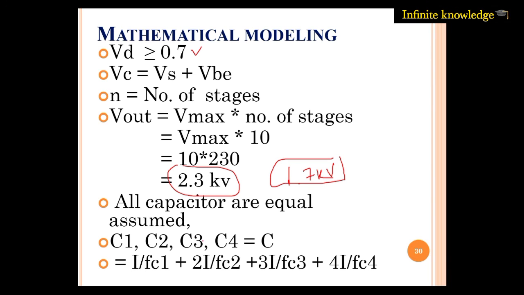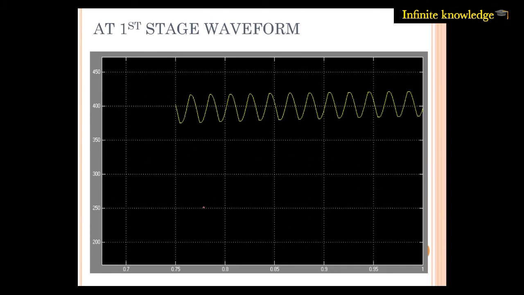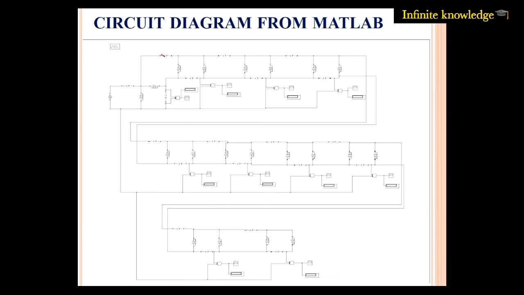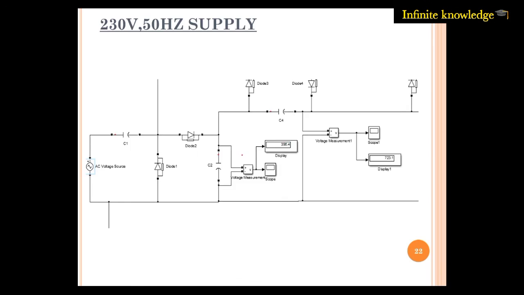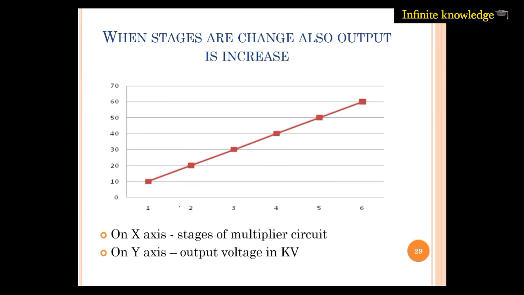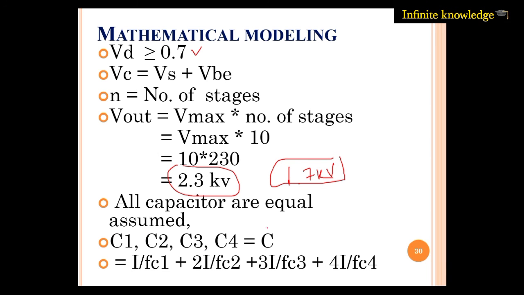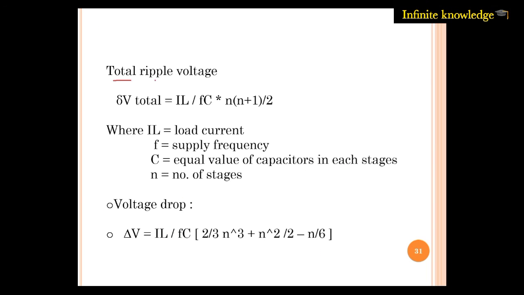And all capacitors are equal, that we have assumed. All the capacitors that I use for making the circuit in simulation are the same. So C1, C2, C3 are equal to C, and this is the formula for that. And this is the total ripple voltage, delta V, or the ripple. What is the delta V?